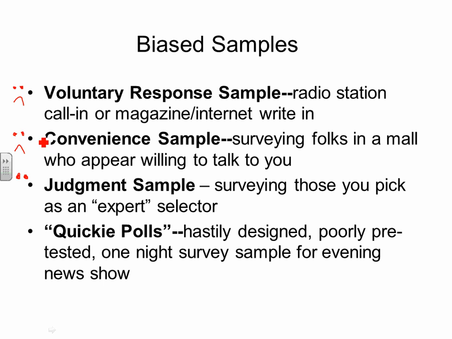Convenience samples, just talking to people who are willing to talk to you. Judgment samples, people that you pick as experts. You don't know necessarily what an expert is, and experts are not necessarily people who know what other people are thinking about. And just quickie polls, maybe doing something once, having a small sample size rather than a larger sample size, you won't get good data. Okay, or friends and family, that could be like a convenience or a quickie poll.